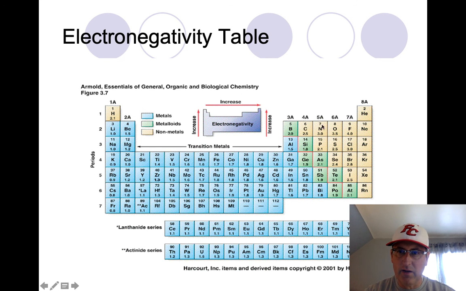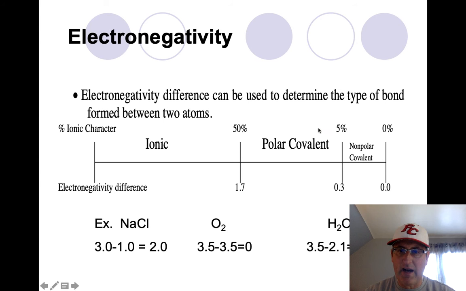Okay? Now, the bond in O2, which is O bonded to O. If you go back and look up oxygen right here, it's 3.5. 3.5 minus 3.5 gives you a difference of 0. That is pure nonpolar covalent. And you really don't even have to look those up. When you have the same atom bonded to itself, it is going to be nonpolar covalent.